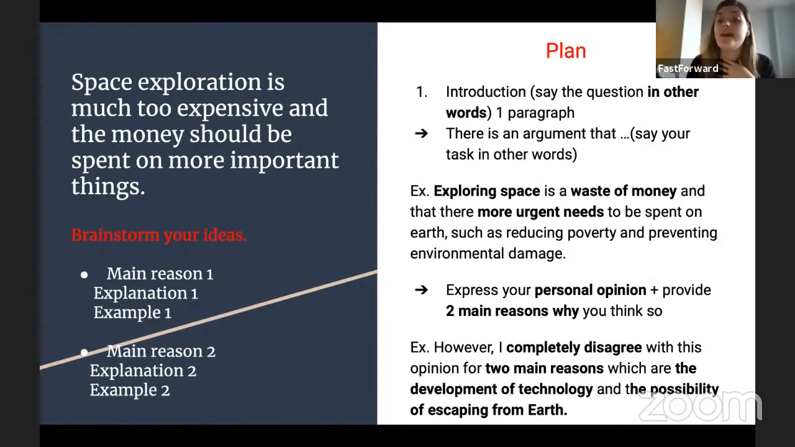Here, for example, I'm saying that my main reasons why I disagree are the development of technology and the possibility of escaping from Earth. Of course, you can give your own reasons; it doesn't actually matter. But this is the most important part, so please make sure that you follow it. And this is basically it. Two quite long, complex sentences with relative clauses, transition words, and linking structures provide you with a very good academic paragraph, and it's very clear. The examiner is ready to understand what you're going to move on to next. That's very important. So that's basically it when it comes to your introduction.